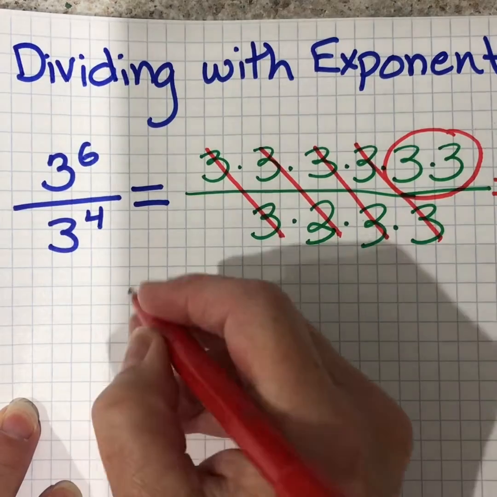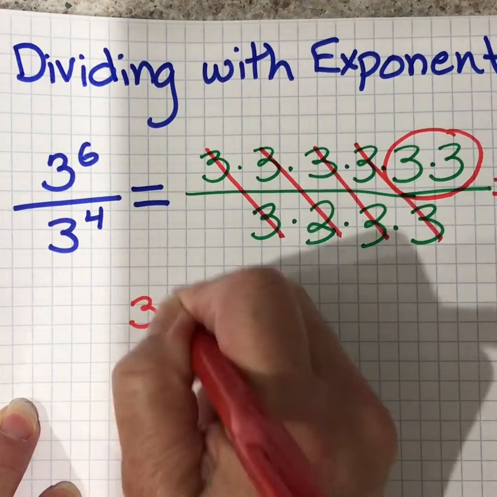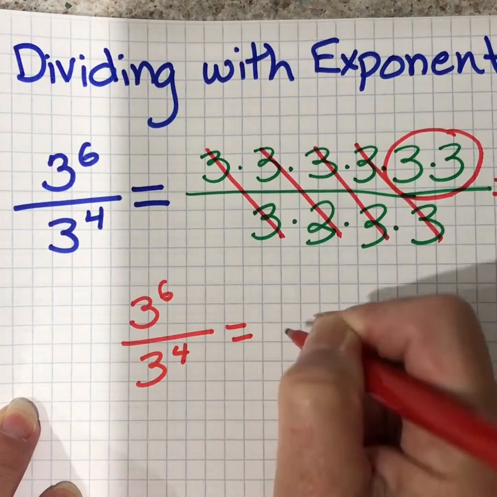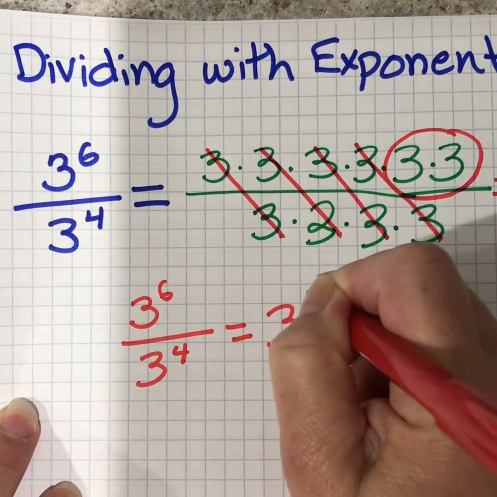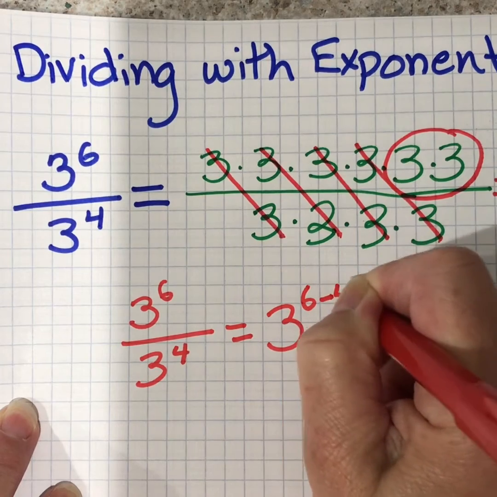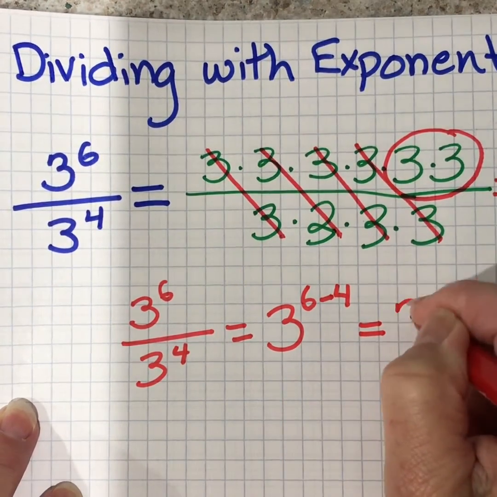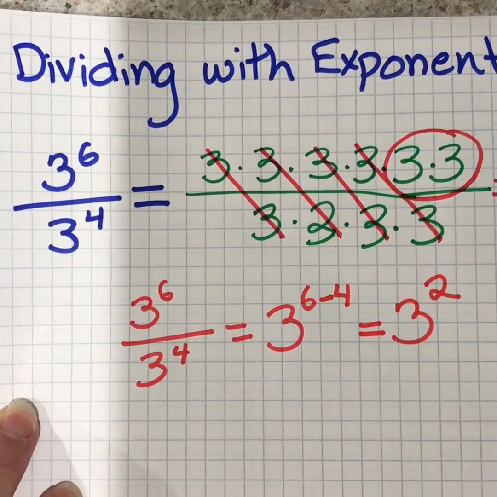In a short version, you could say 3 to the 6th divided by 3 to the 4th could be written as 3 to the 6th minus 4 power, which equals 6 minus 4 is 2, 3 to the second power.